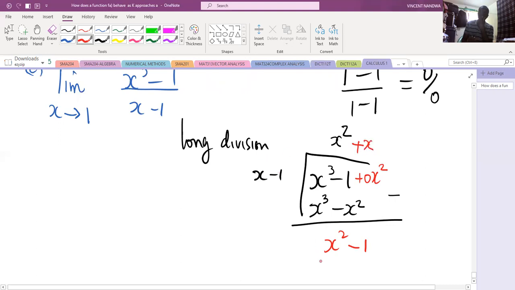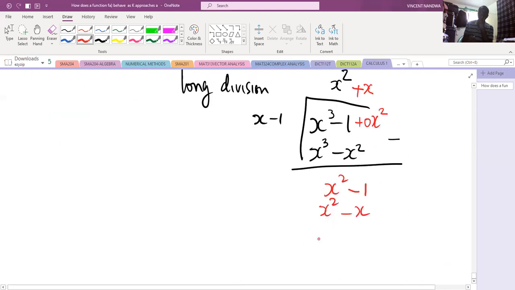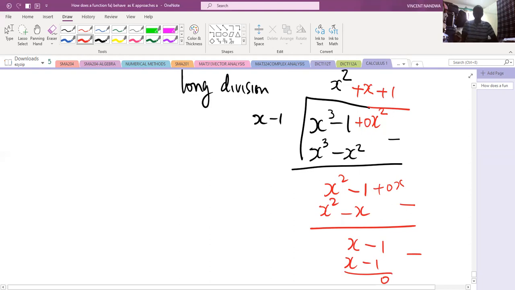Now x by x is x squared. x by minus 1 is minus x. Then you still subtract. x squared minus x squared is 0. Now here it's like we have a 0x. So 0x minus x is positive x. Then you bring down this minus 1. Ask yourself, what do you multiply by x to get x? That will be positive 1. So right here, positive 1. And then 1 times x is x. x times minus 1 is minus 1. And when you now carry out the difference, you get 0.